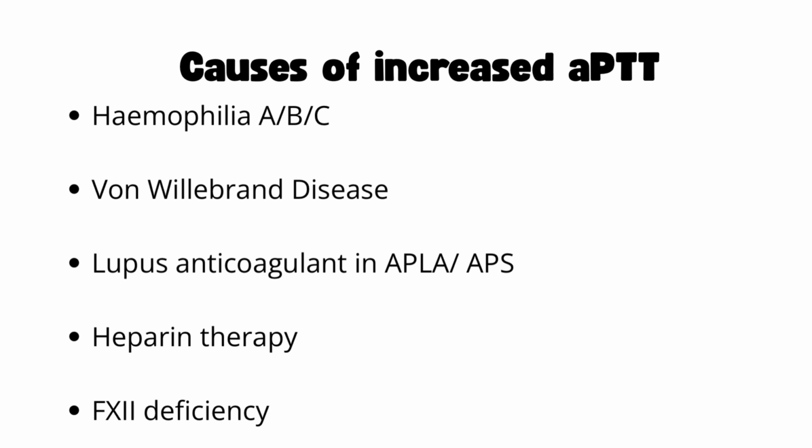The causes of prolonged APTT with normal PT. So the defect is in intrinsic pathway. The common causes are hemophilia: hemophilia A due to factor 8 deficiency, hemophilia B due to factor 9 deficiency, hemophilia C due to factor 11 deficiency. Other causes are von Willebrand disease, lupus anticoagulant in APLA syndrome, heparin therapy. Please remember one thing, in factor 12 deficiency, usually patients are asymptomatic, there is no bleeding, but APTT is very high.